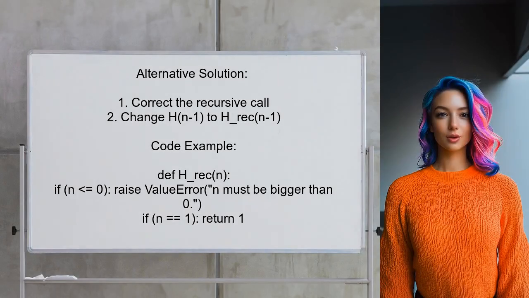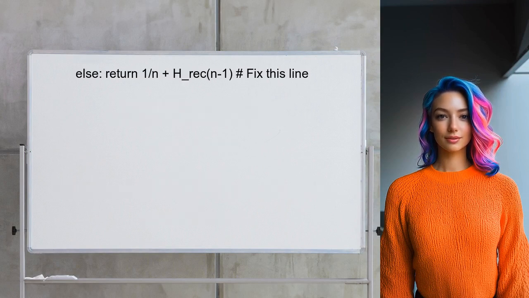A user suggests a fix for the recursive function. They point out that the original code mistakenly calls the iterative function instead of the recursive one. The corrected line should call hrec instead of h. Let's take a look at another answer from another user.